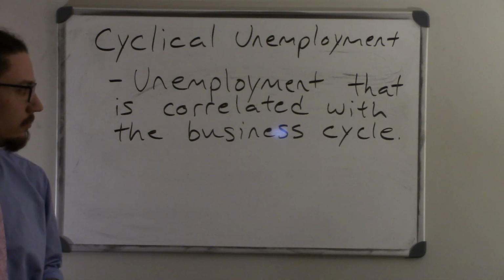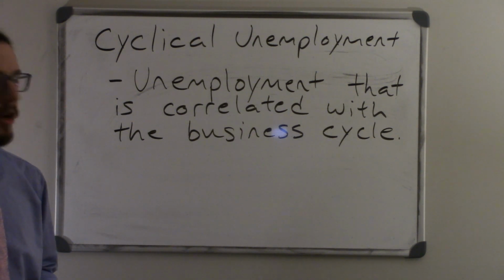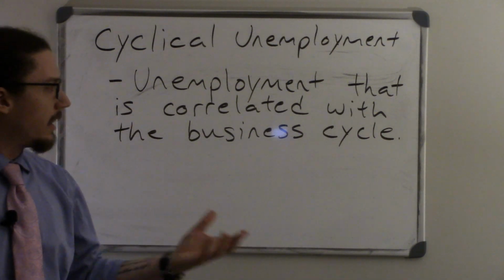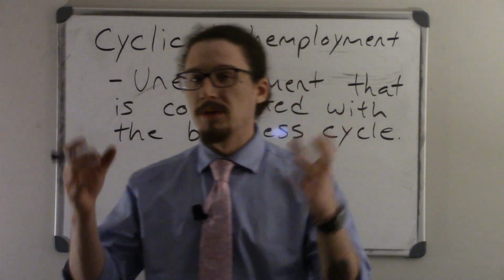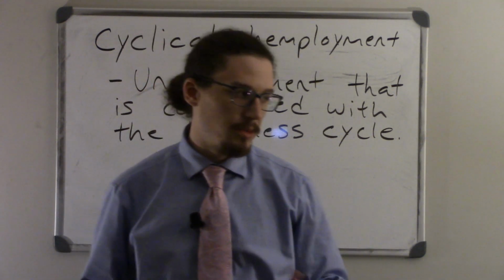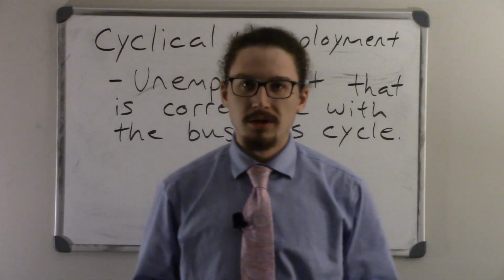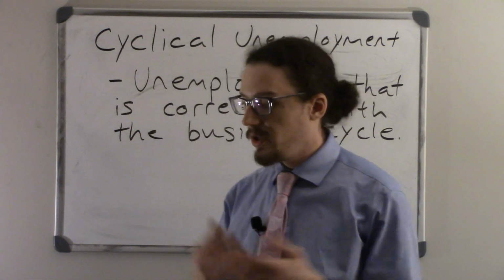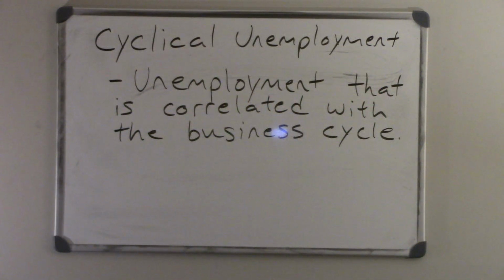a good economic time, a period of economic growth, that is when we would see lower unemployment. Unemployment would decrease. If the economy is booming, more businesses are opening, more jobs are available, people are getting those jobs, fewer people are unemployed. When we have an economic downturn, some businesses close or cut back on hours for their employees. We're going to see higher levels of unemployment. So that is cyclical unemployment.